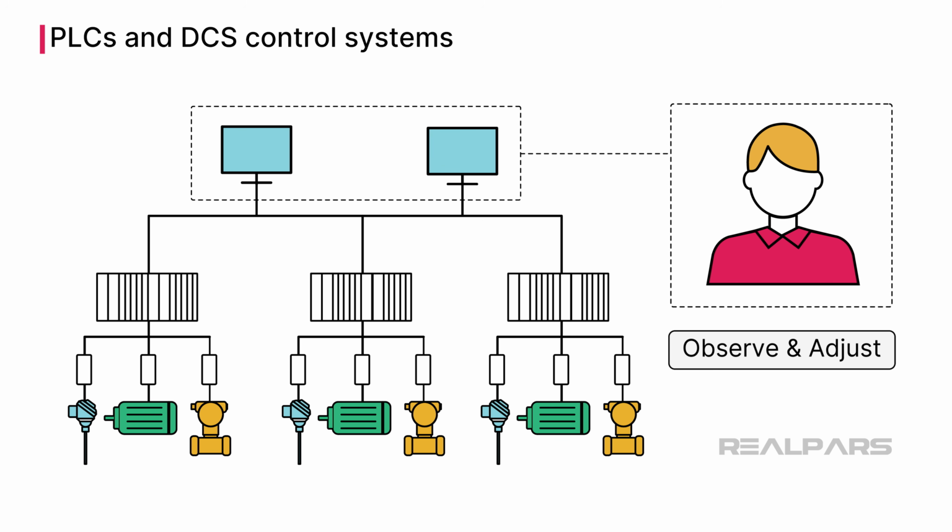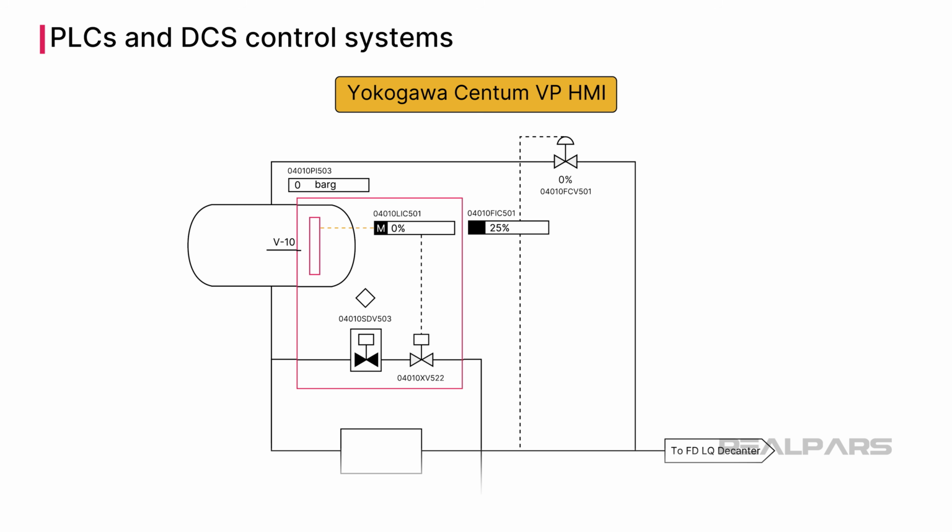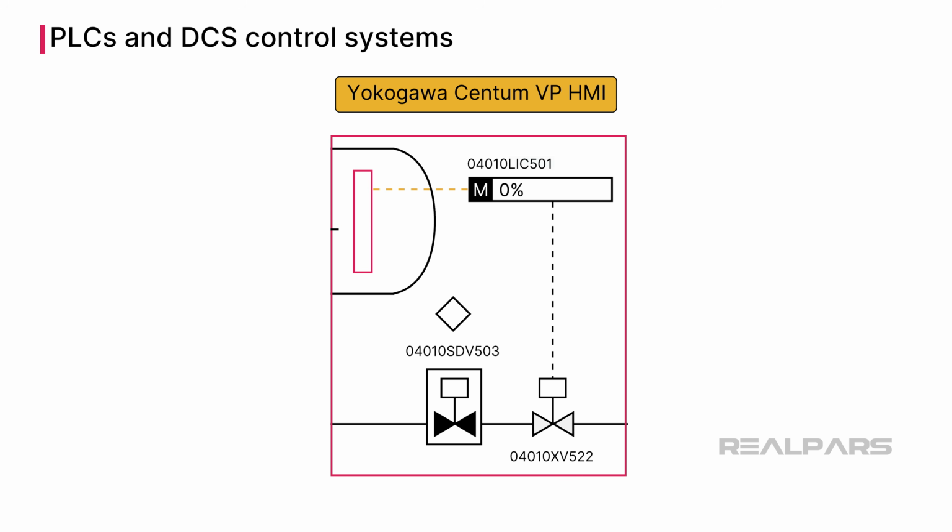the many control loops. Here's an example of a Yokogawa Centum VP HMI display. The level indicator controller, or LIC 501, is set to manual mode and currently shows a reading of 0%. The controller's output operates a valve XV522.